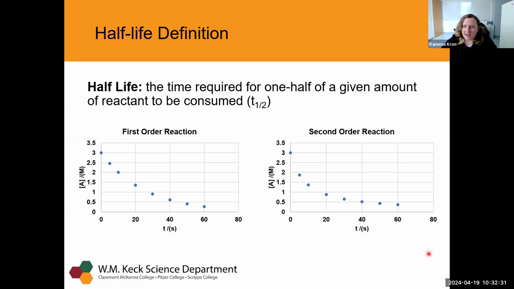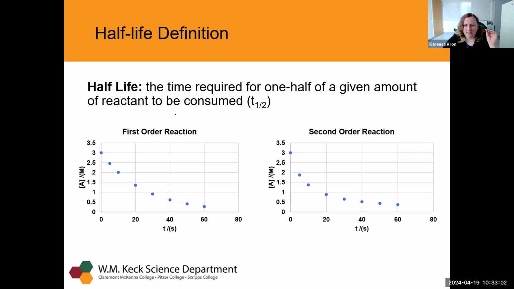So the definition of a half-life. A half-life is the time required for 1/2 of a given amount of reactant to be consumed. And we represent this as a variable that's t equals 1/2. You might have heard about this in a biology context or in a different class, but in other contexts, it can be used to say the time it takes for half of a population to disappear or half of a radioactive isotope to disappear.